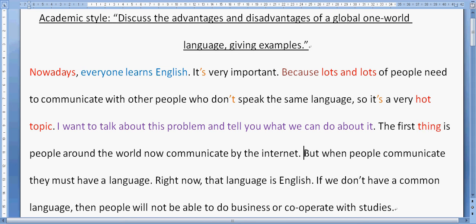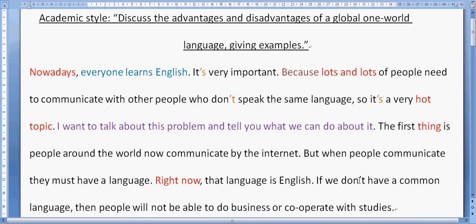But when people communicate, they must have a language. Right now, that language is English. So another example, we've got nowadays, lots and lots, hot topic, thing, and also right now is quite informal, a little bit like speaking. So we'll change that to something more academic.